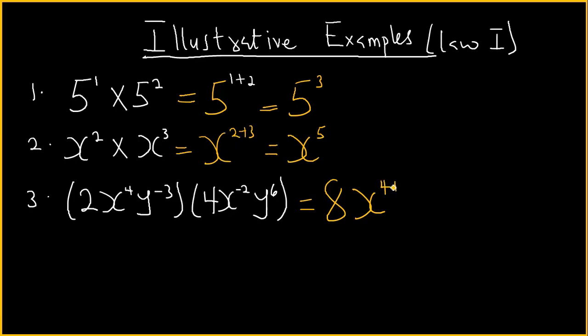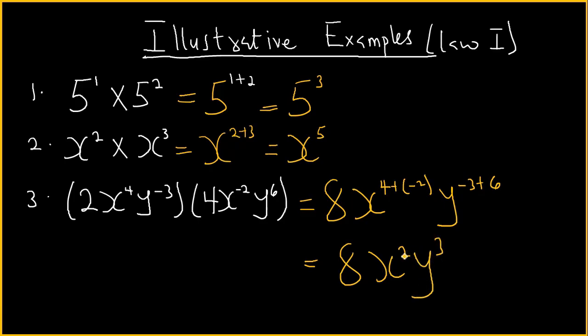plus, in brackets, minus 2, and y to the power minus 3 plus 6. This yields 8 x to the power 4 plus minus 2, which is 4 minus 2, and then it gives us 2, and y to the power minus 3 plus 6 gives us y to the power 3. Now these are the examples under the first law.